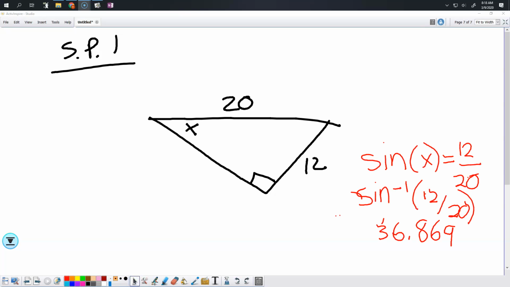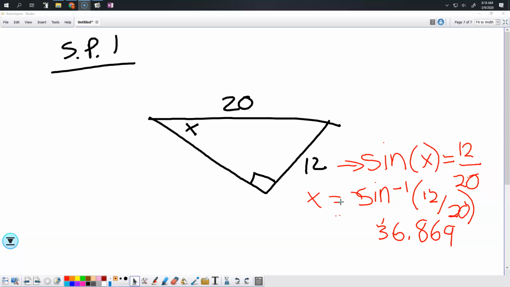Okay, guys, so there's your initial setup. It's a sine, and it would be 12 over 20. Then when you arc sine both sides, you'd get arc sine of 12 over 20, which you should end up with about 36.869 degrees there.